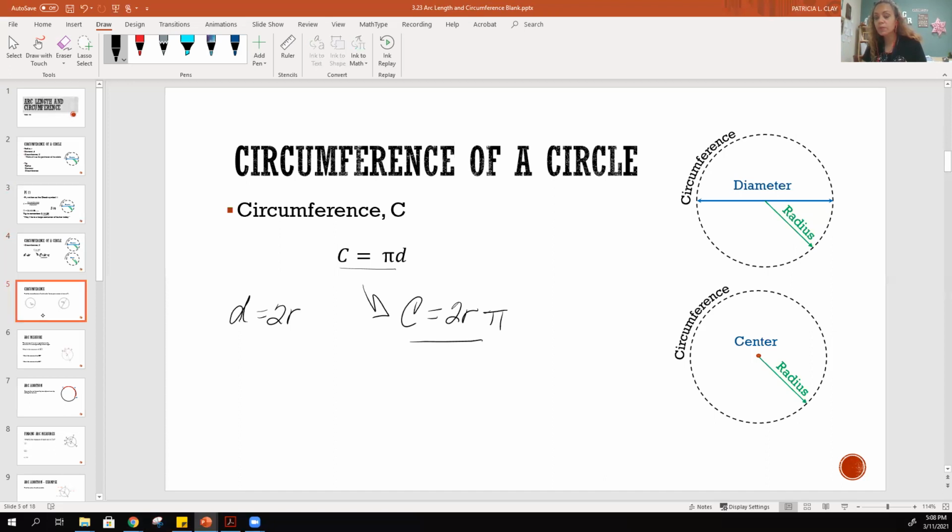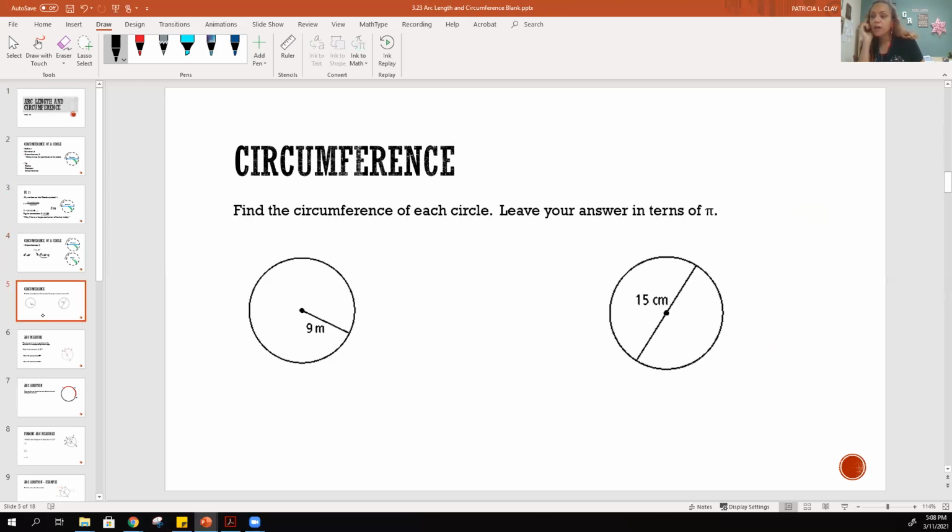So let's do a couple examples real quick. Really easy. Find the circumference of each circle. Leave your answer in terms of pi. So that means we don't have to finish solving the complete part of it. We just need to leave it in our pi term. So remember our formula. So this first one we have circumference is equal to 2 times the radius times pi. So all we have to do is 2 times 9 times pi, because it told us we have to leave it in terms of pi. So all we have to do is 18 pi for the circumference.